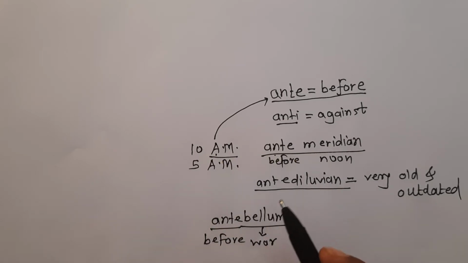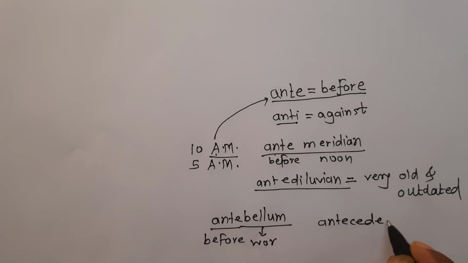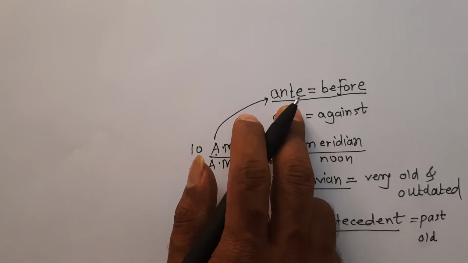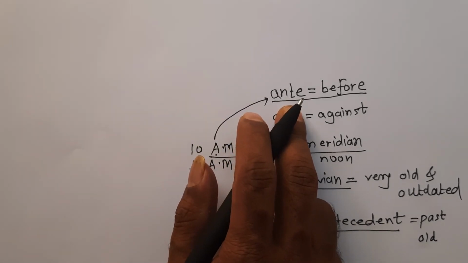We also say 10 p.m., the time after meridian. Post is after. Now let's look at another word based on ante, which is antecedent. Antecedent is something which has a reference of history, or something that has a reference of past. Antecedent means past or old. So in case you come across a word having ant, then it means it has some reference of past.